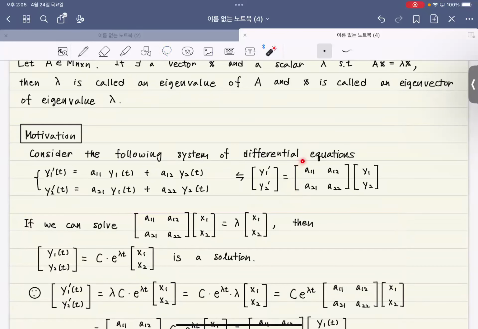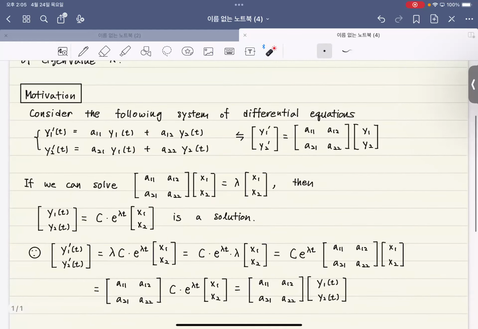Well, I have a 2x2 matrix here, and suppose that we were able to find the eigenvalues and eigenvectors of this matrix. Okay, so in other words, suppose that we found an eigenvalue lambda and an eigenvector of this eigenvalue lambda. Then I claim that some constant times the exponential function e to the lambda t, times this column vector, this eigenvector, is going to be a solution of this differential equation.